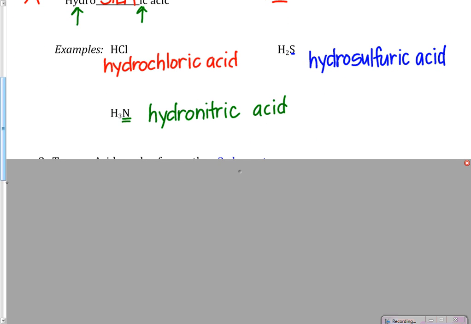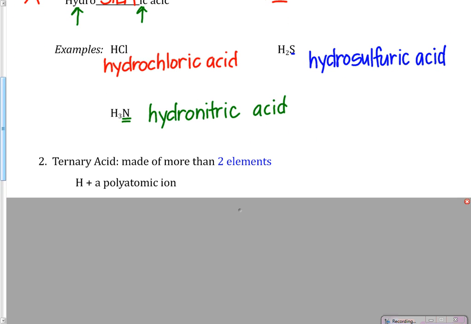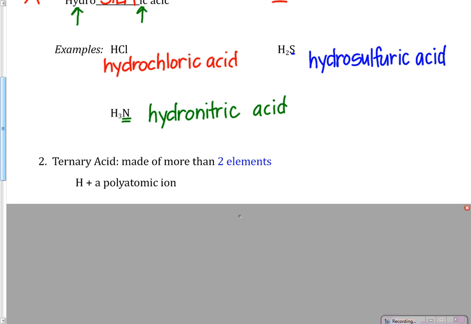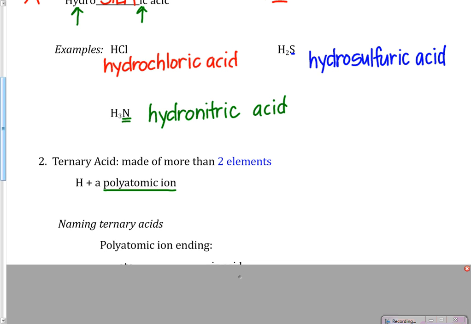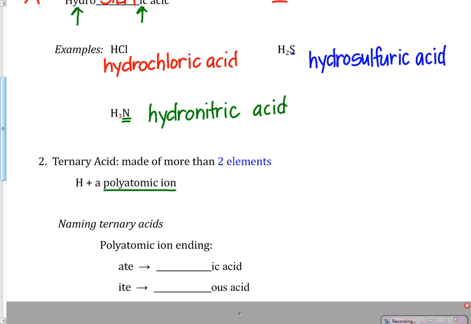Now, ternary acids are named slightly differently. A ternary acid is made up of more than two elements, so it will most likely contain hydrogen and a polyatomic ion. You could have your pink sheet sitting out; that would be helpful for the rest of this video. Naming the ternary acid will depend on what your polyatomic ion ends in.